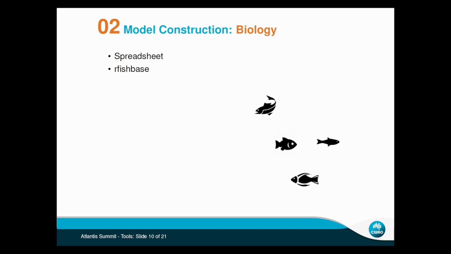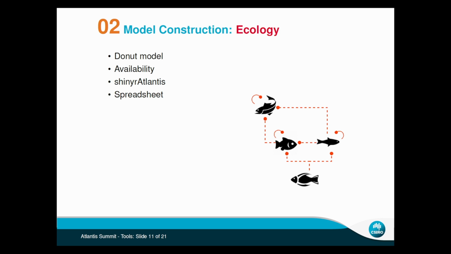I know there are people that have a very useful spreadsheet that would be great to transform into an R package that can use FishBase, and also the information contained in the spreadsheet, to build the parameter files. Now, in terms of ecology, we have some old tools like the Donut model that can help you to create the interaction matrix between species. That's the p-prime type of matrix that we have. Also the availability, which can be calculated relatively the same way, and can also work with the Donut model.